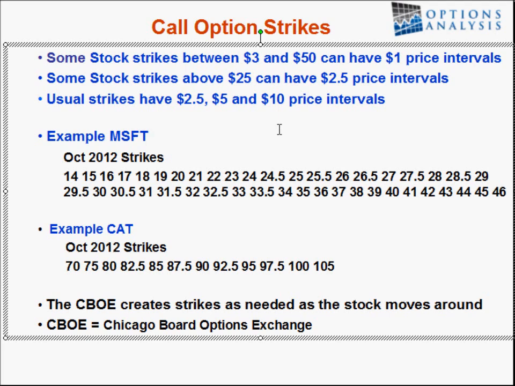Once a stock price gets above 50 and gets into the higher numbers, the strikes start to have intervals of 2.5, 5, and 10. Here's an example of Caterpillar, which has a price in the 80s and 90s, and we see that its strike difference is a smallest of 2.5 and a largest of 5. Who governs these strikes? That's done by the Chicago Board of Options Exchange, the place where option strikes are created as the stock moves around. It takes a while for the CBOE strikes to get to your broker screen, and it takes longer to get inside the optionsanalysis.com website, perhaps a day or two.